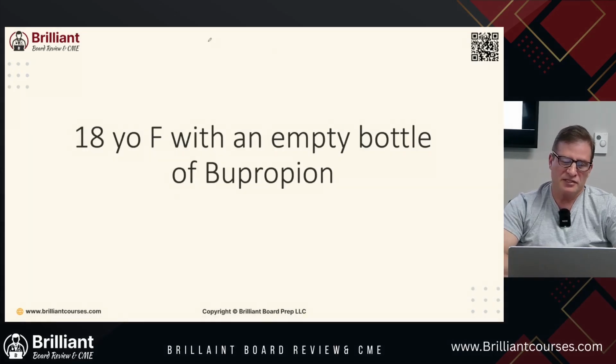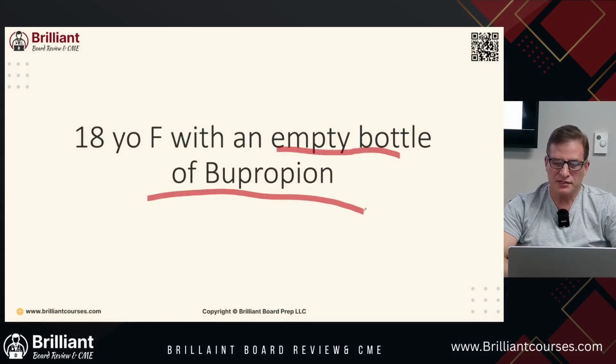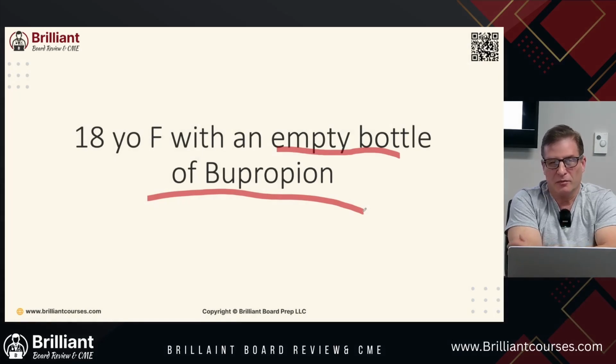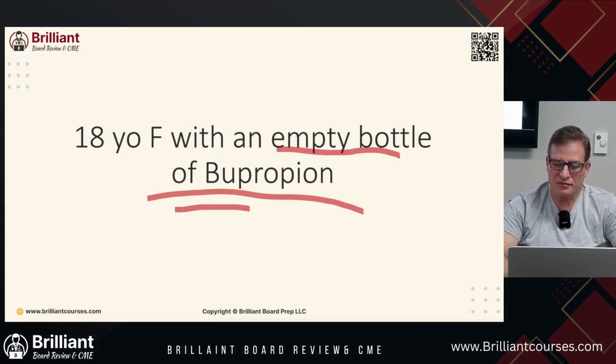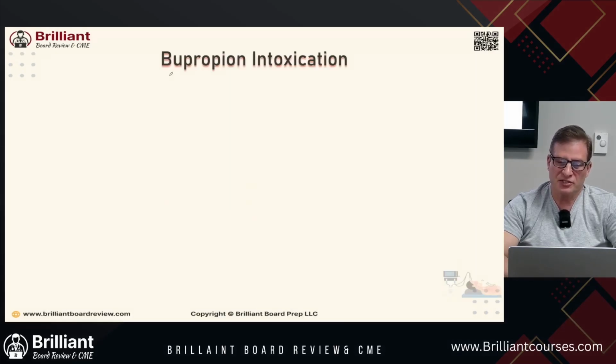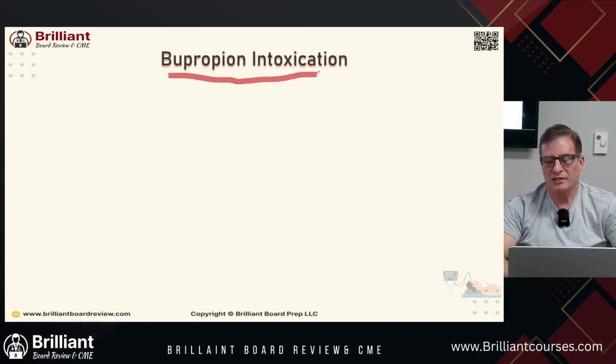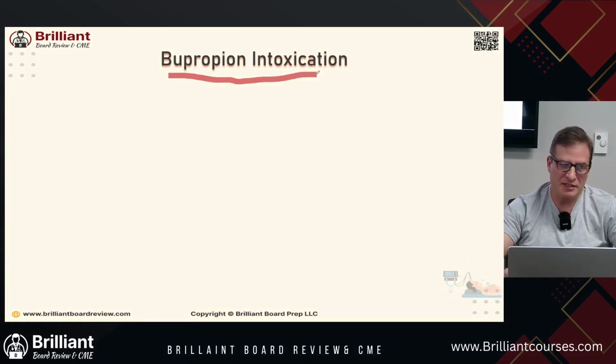All right, it's an 18-year-old female with an empty bottle of bupropion. Okay, this is a scary one. First of all, this is a young person, probably no past medical history, and unfortunately, they decided to harm themselves, okay? And these are the cases that give you PTSD. These are the ones where if you don't treat them right and treat them effectively and fast, you will have PTSD because they will pass. Bupropion intoxication. If you talk about bupropion to a toxicologist, they feel this medication should be removed from the market. I'm not saying it should be removed from the market, but it is very severe toxicity.